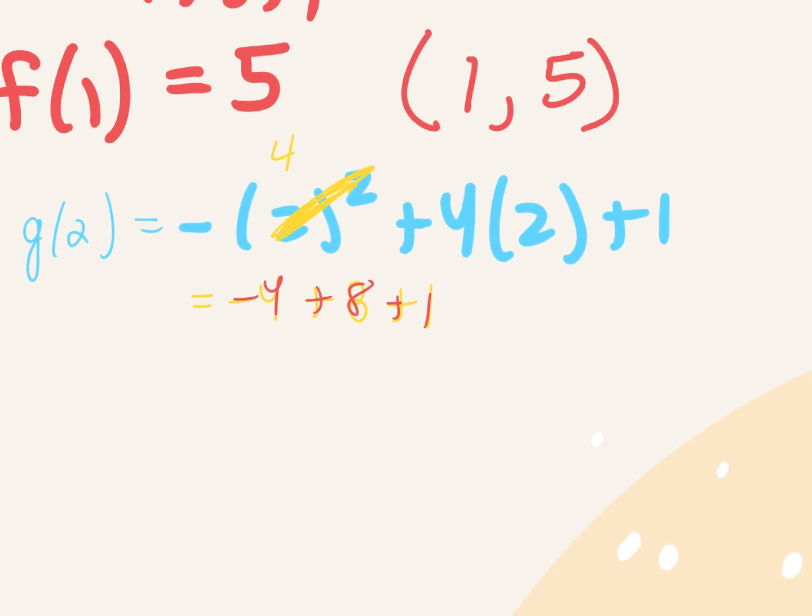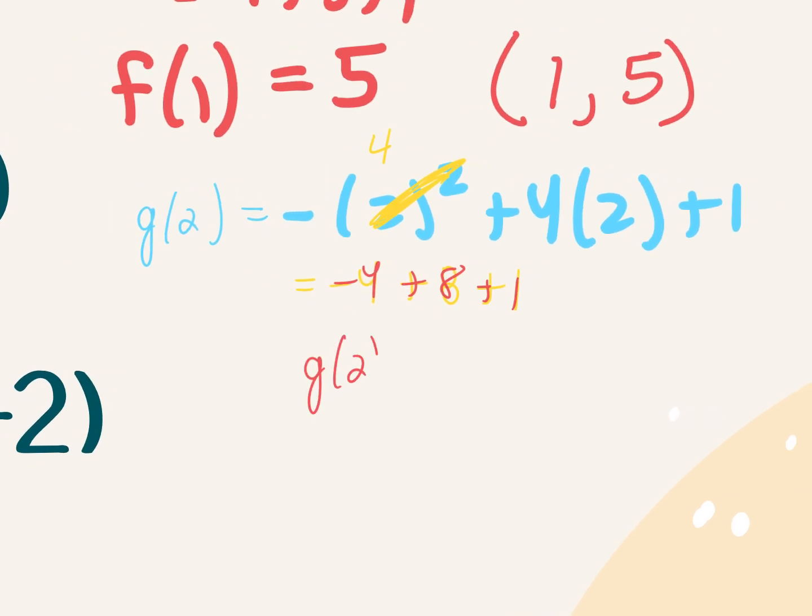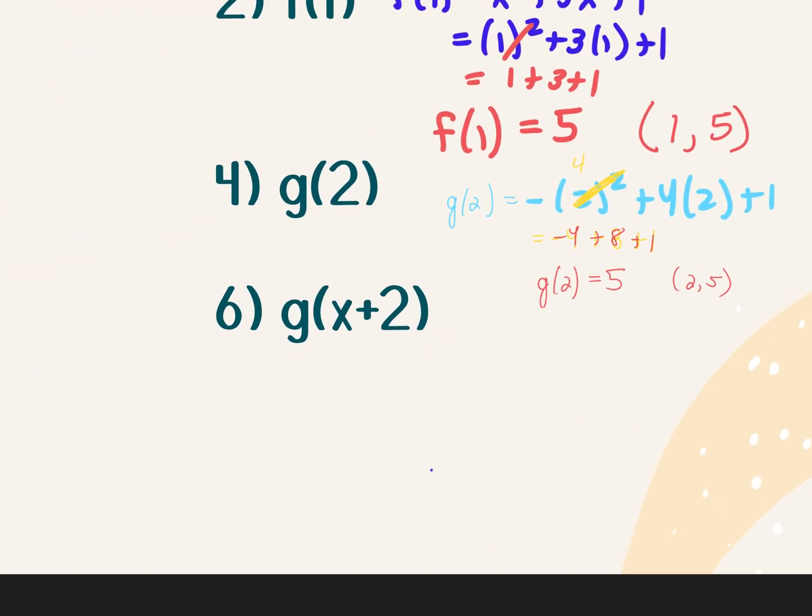What's negative 4 plus 8 plus 1? 5. So you would answer this as g of 2. When I plugged in 2 for x, what did I get out? 5. If I asked you to write that as an ordered pair, what would your ordered pair be? 2, 5. Perfect. All right, so now you guys are like, this is so easy.